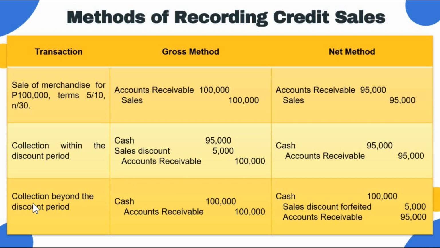Now, if the collection is beyond the discount period, so in short, hindi na naka-avail ng discount. So under the gross method, you simply debit cash for 100,000 kasi 100,000 naman yung na-receive natin galing sa customer. And then we'll just credit accounts receivable. But under the net method class, you debit cash 100,000, you credit sales discount forfeited at 5,000, and you credit accounts receivable at 95,000. Kasi yan lang naman yung amount na dinebit mo before. So take note, sales discount forfeited is considered in other income na account.